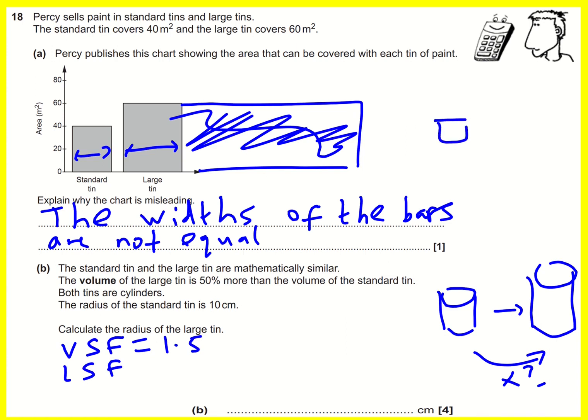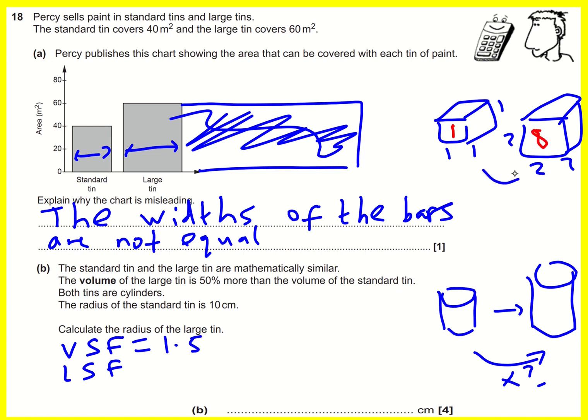Well, let's say we have two cubes that are mathematically similar. This is a 1 by 1 by 1 cube. It will have a volume of 1. And then a 2 by 2 by 2 cube, which will give me a volume of 8. Well, the length scale factor is 2. But the volume scale factor is actually 2 cubed because for every length I'm multiplying by 2, so overall for the volume I have to multiply by 2 cubed. And that works in general. The length scale factor, if I cube it, I'll get the volume scale factor. That will work for any similar volumes.